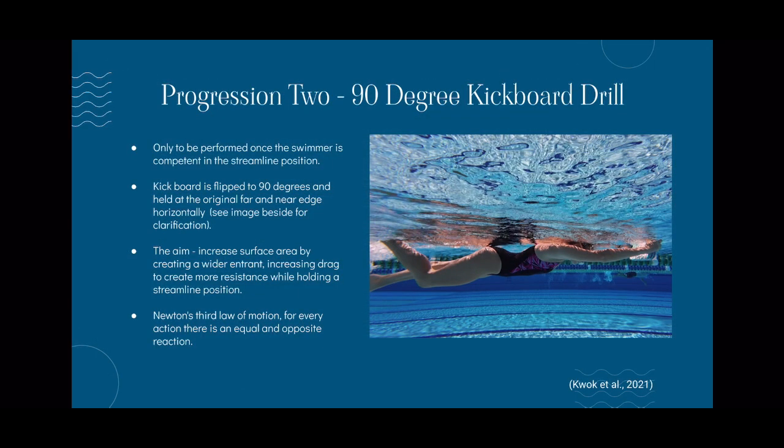The final progression in the Streamline series is a 90 degrees kickboard streamline and should only be practiced when an individual is competent in the streamline position. The activity is performed by the individual flipping a kickboard to 90 degrees, meaning they hold the board horizontal at the original near edge and far edge. Have a look at the picture on the screen to clarify. Once the individual holds the board like this, they are to kick in a streamlined position.